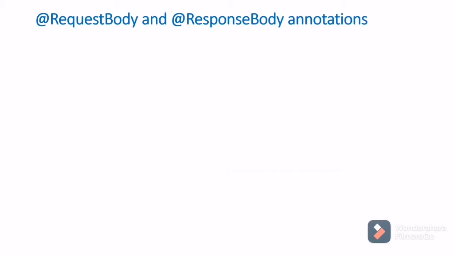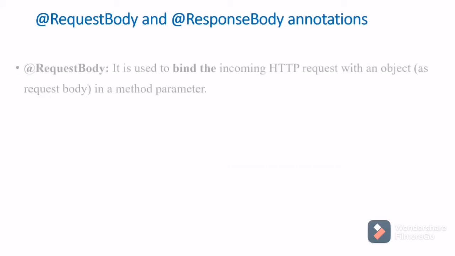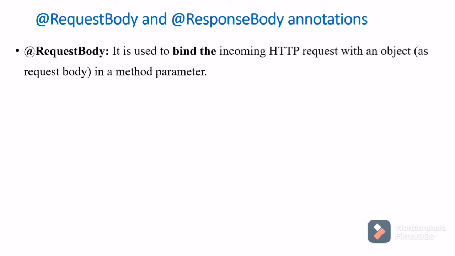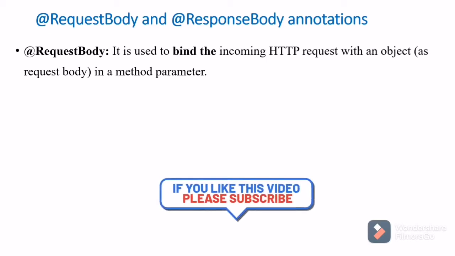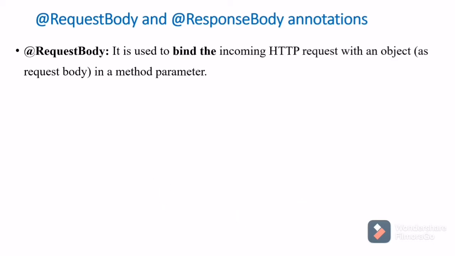@RequestBody and @ResponseBody annotations. @RequestBody is used to bind the incoming HTTP request to an object in a method parameter. That is, if we want to send many parameters at once, we can send them within the body of the request, as a whole entity. For that, the @RequestBody annotation is used.